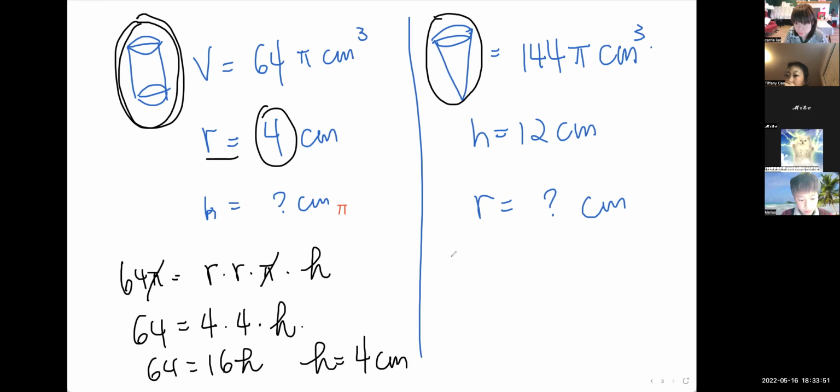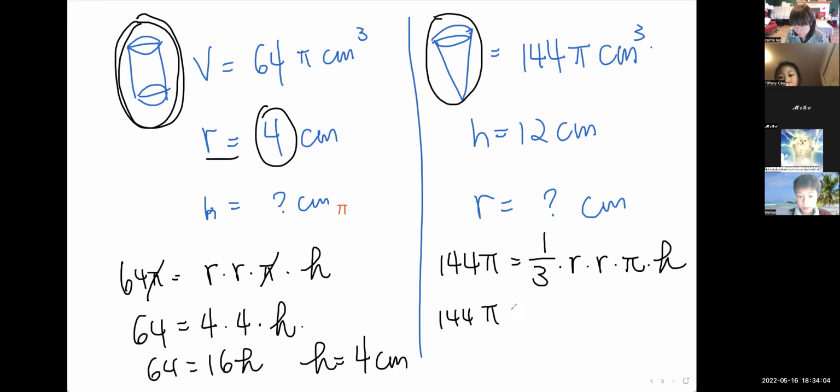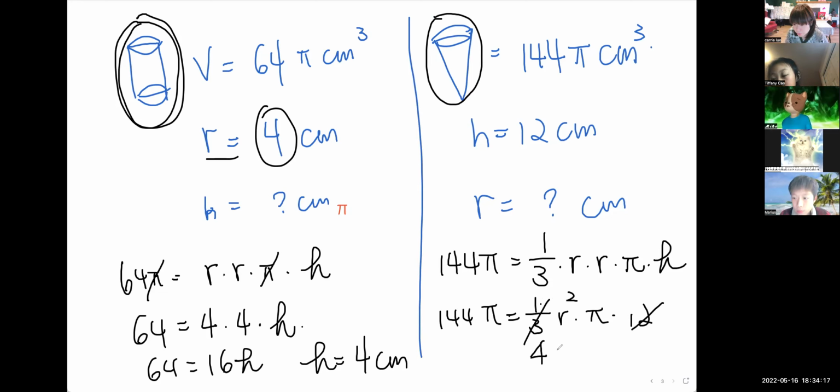Okay, so let's take a look at the next one. We have 144 pi as a cone's volume. So that's why it's 1/3 times radius squared times pi times height. And that equals 1/3 times r squared times pi times 12. Because 1/3 times 12 equals what? Equals 4. So it's 4 r squared equals 144, because pi and pi are gone.